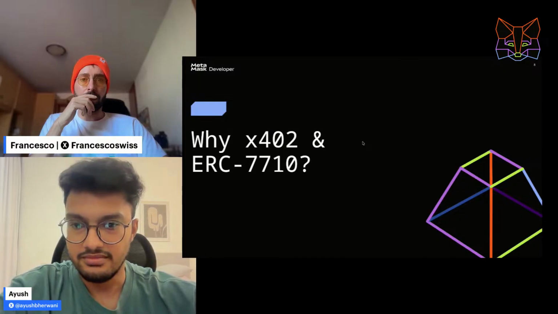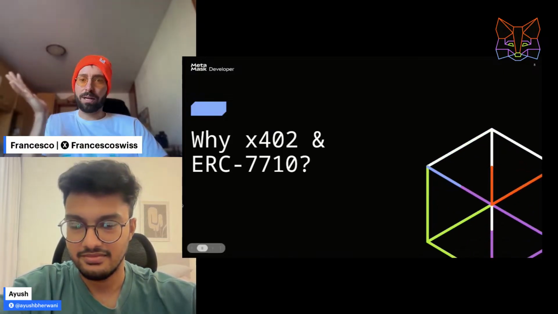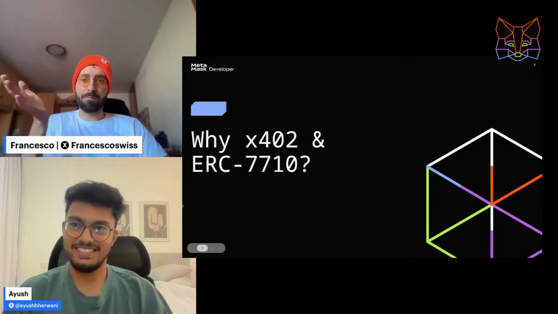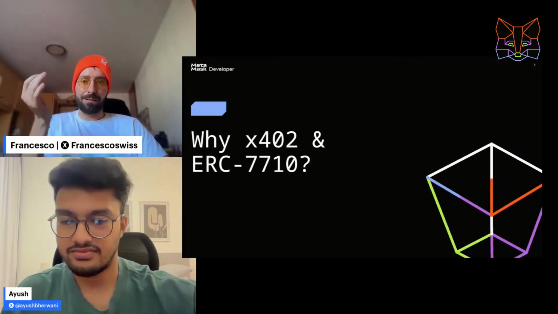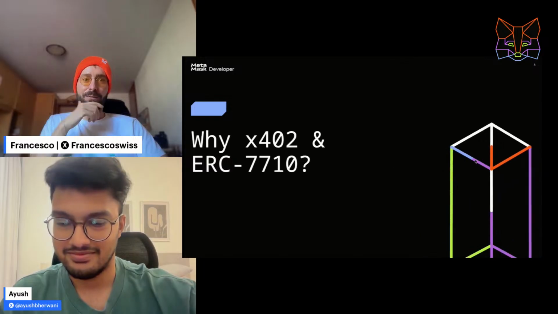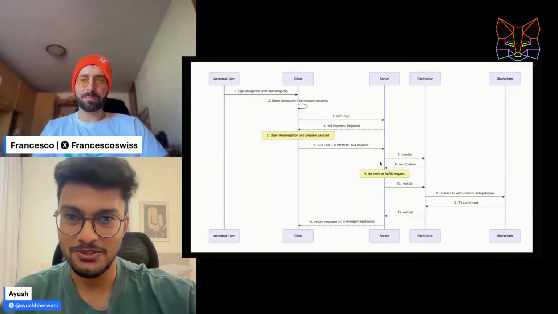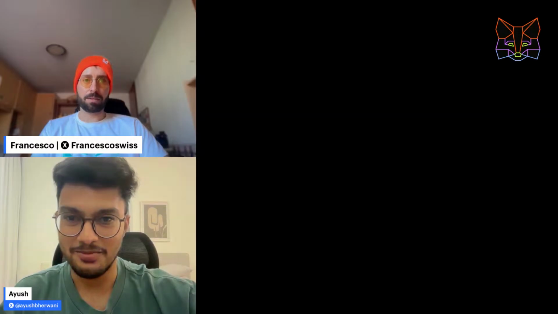So why x402 on 7710? Why is it actually relevant for this hackathon itself? Why is it so important? Yeah. Before that, I'd like to share my screen and go a little bit more in detail to understand what the pain points are as of now.